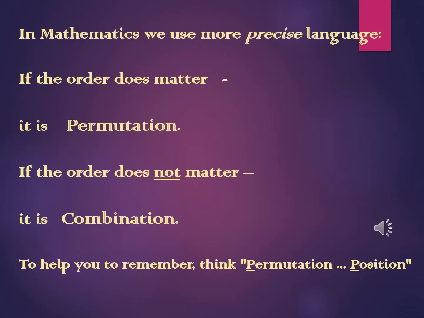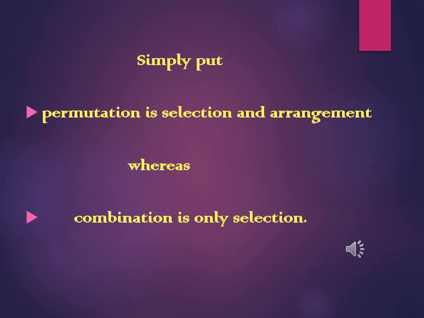In mathematics, we use more precise language. If the order does matter, it is permutation. If the order does not matter, it is combination. To help you remember: P and P. Permutation is positioning. If the position is important, it is permutation. If the position is not important, it is combination. Simply put, permutation is selection and arrangement, whereas combination is only selection. I'm introducing two words here: selection and arrangement. When you select and arrange in a particular order, it is permutation. When you just select and don't worry about the arrangement, it is mere combination.